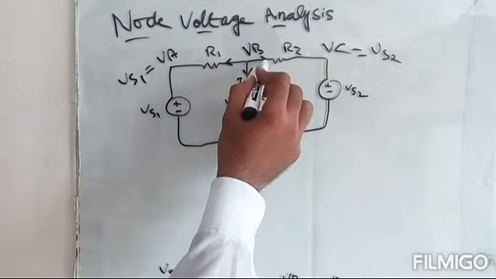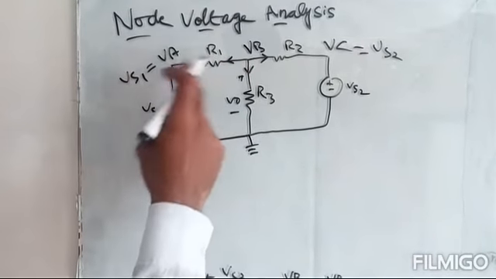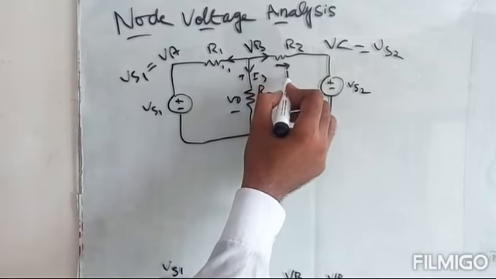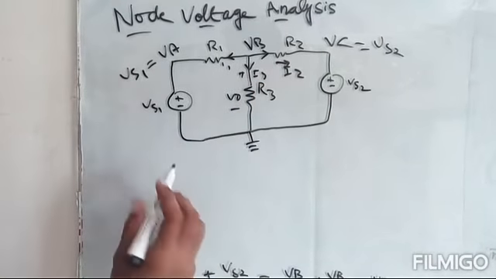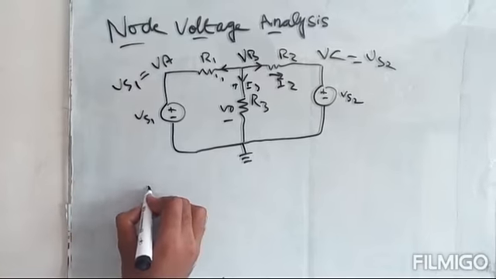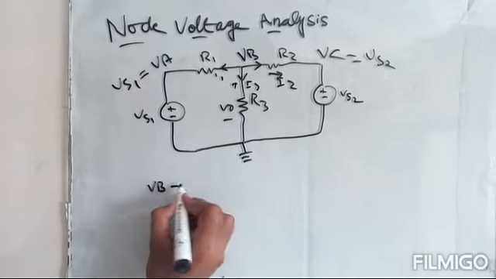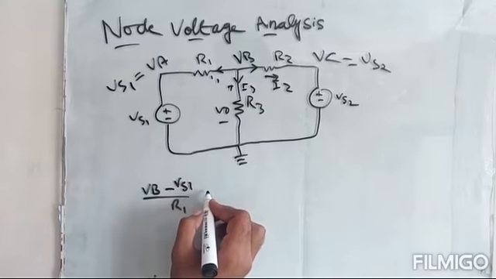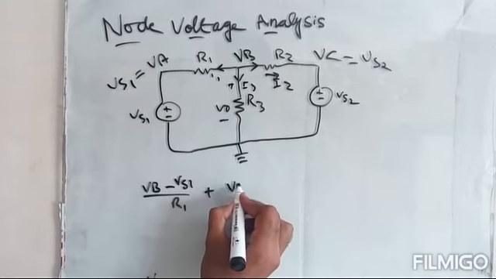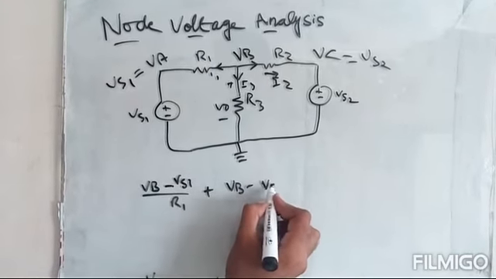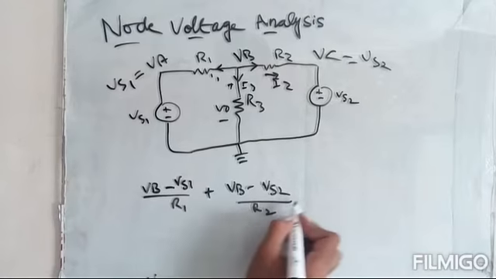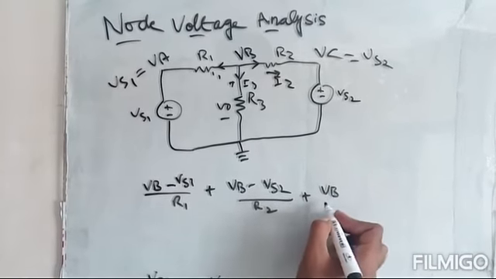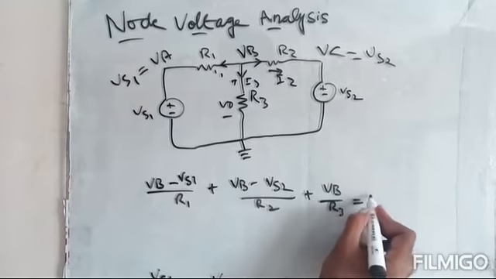We can take all the currents leaving, so I1, I3 and I2. So I1 is equal to Vb minus Va, which is equal to Vs1, divided by R1, plus Vb minus Vc, which is equal to Vs2, divided by R2, plus Vb minus 0 divided by R3, this is I3, and this sum is equal to 0.